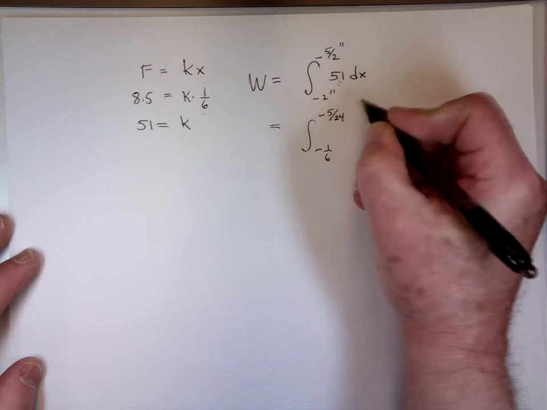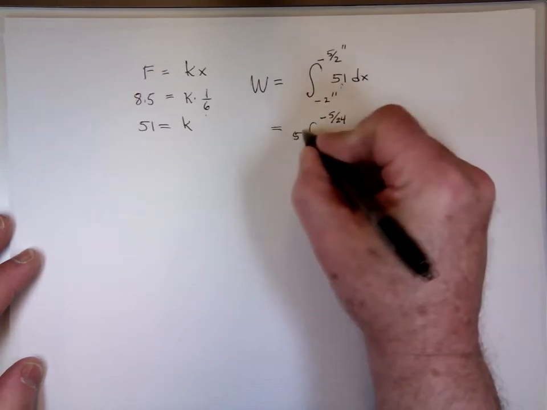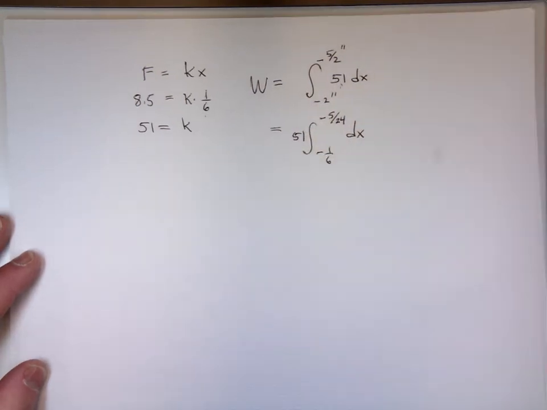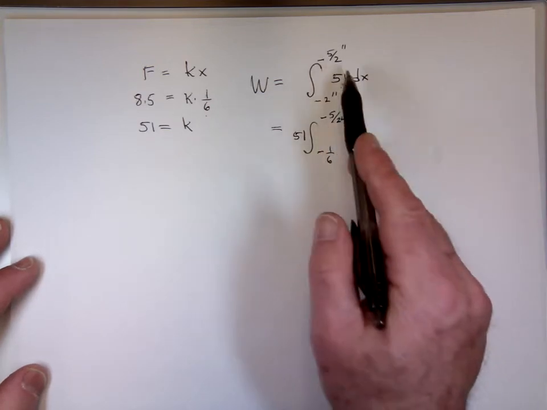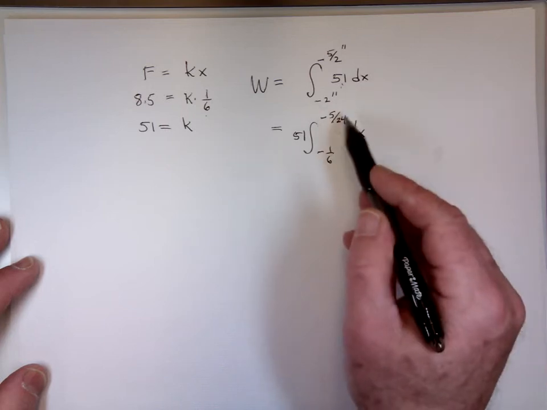Boy, this problem stinks, huh? This is what it is. Okay, just plain messy is what it is. Okay, is this okay? 5/24 feet, that's 2.5 inches. If you multiply it by 12, yeah, that works.